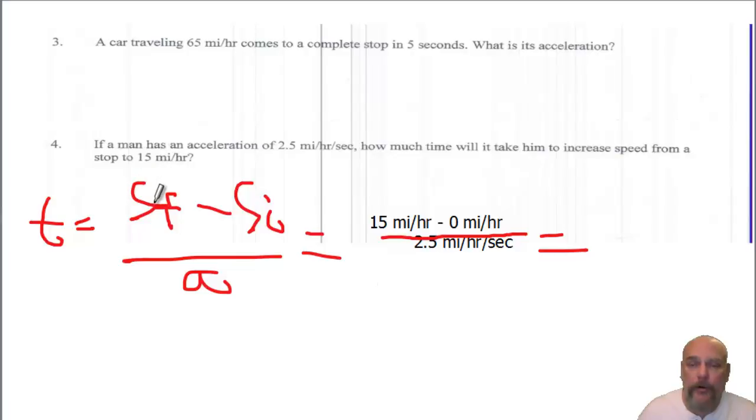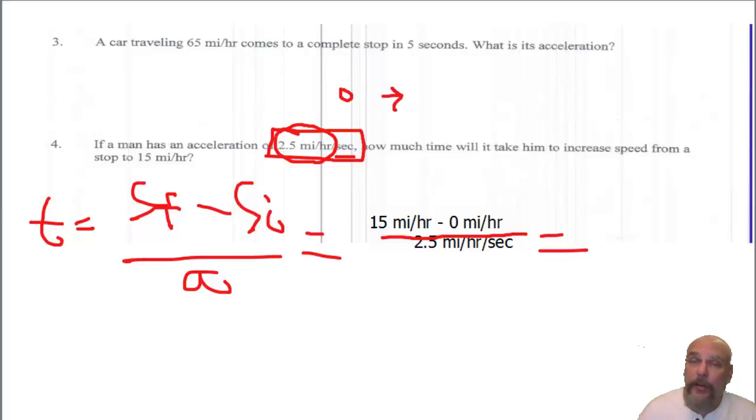So we plugged in the numbers. The final speed is 15 miles per hour. The initial speed is 0 miles per hour. That goes here. The rate of acceleration is 2.5 miles per hour per second. Now, when we look at this number right here, the way we can interpret this is that for every second that goes by, the speed of the car will increase by 2.5 miles per hour.